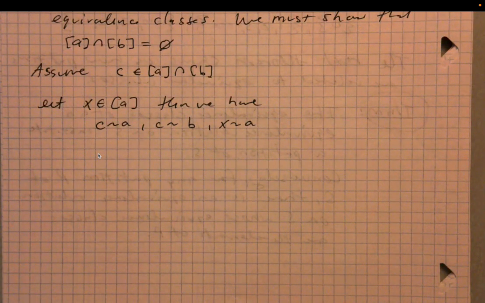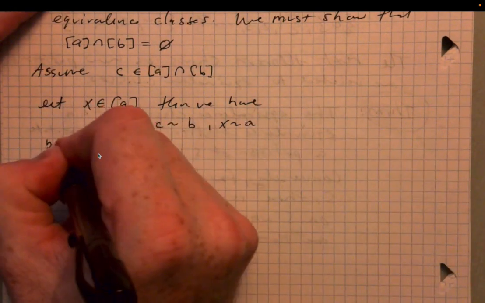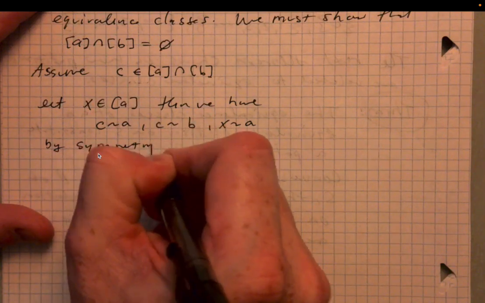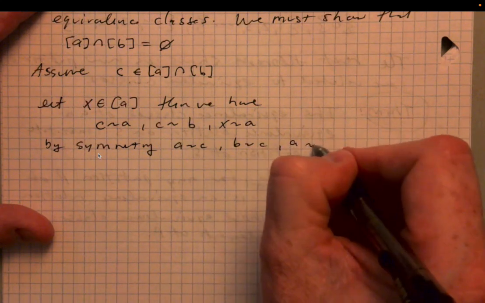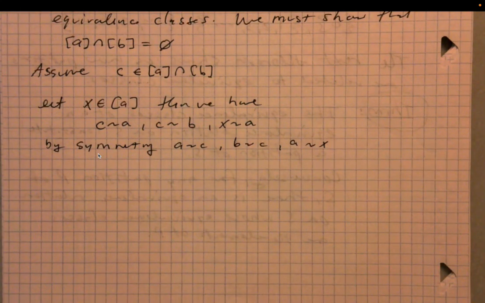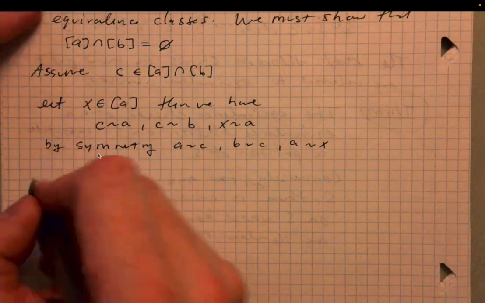By the symmetry property, we also know that A is equivalent to C, B is equivalent to C, and A is equivalent to X, right? So by symmetry, A is equivalent to C, B is equivalent to C, A is equivalent to X. Then by transitivity, it follows that X is equivalent to C, right? X is equivalent to A is equivalent to C, so X is equivalent to C.